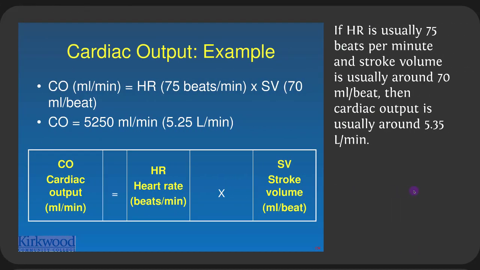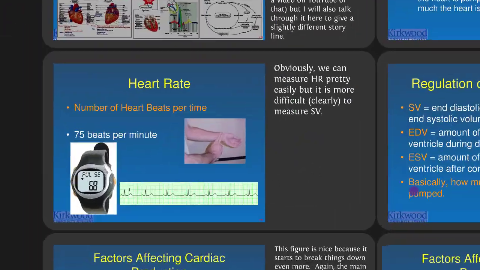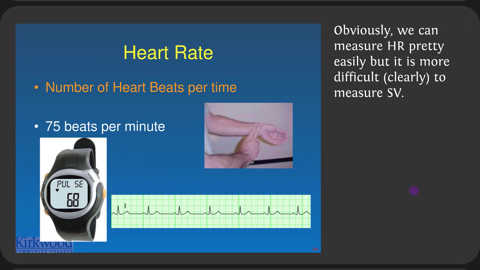If heart rate is usually 75 beats per minute and stroke volume is usually around 60 to 70 milliliters per beat, then cardiac output is usually around 5.35 liters. I kind of rounded a little bit there, or we could say heart rate is 70 beats per minute, stroke volume is 70 milliliters per beat. That's about 4.9 liters per minute. So it's right in that range of a little over 5 liters per minute. That's kind of an interesting number because that's about how much blood you have. So you pump your whole volume of blood once a minute.